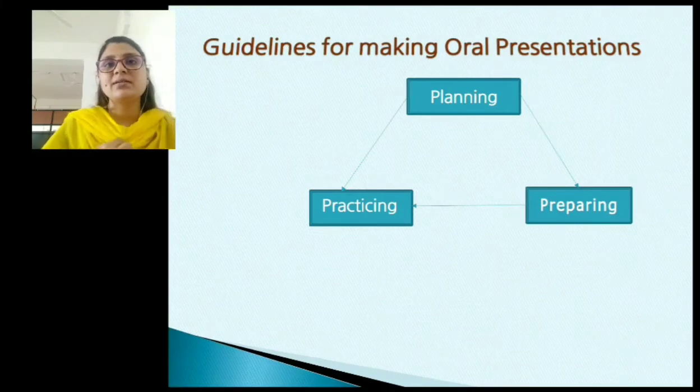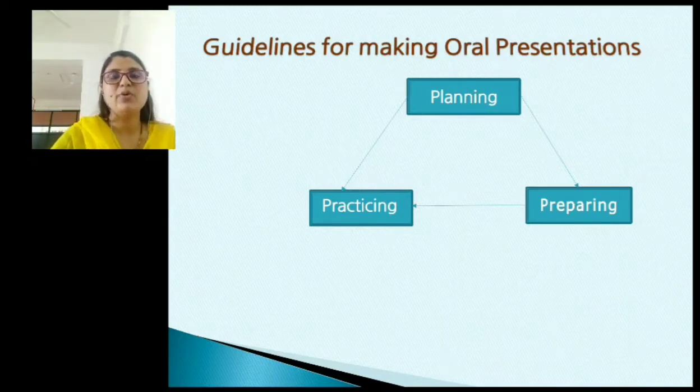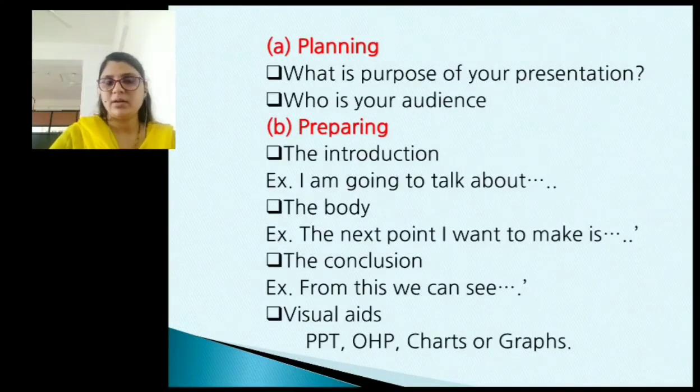Then guidelines for making an oral presentation. What kind of guidelines are there? I already told that they are planning, preparing, practicing. These are the three guidelines before making the oral presentation. Planning. So what is the purpose behind your presentation, okay, and who is your audience? These are very important in your planning.